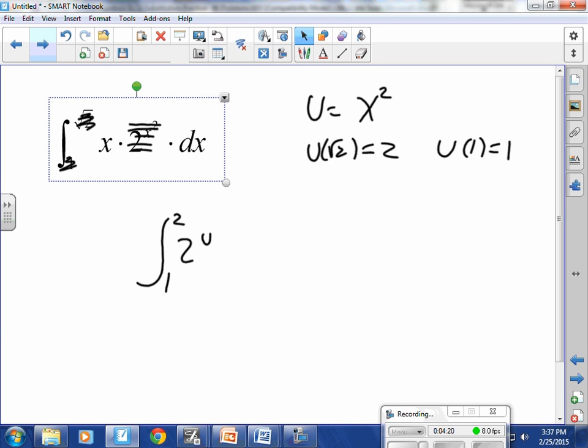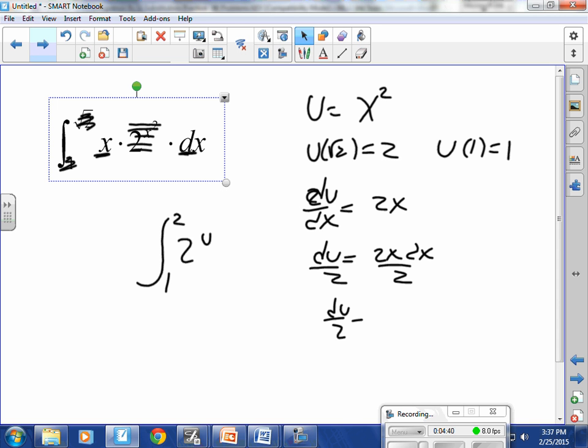But now I need to replace the x dx. Well, du dx is 2x. So du is the same as 2x dx. I'm trying to replace 1x dx, so we divide both sides of this by 2, and we're left with du over 2 is equal to x dx. So we'll put the 1/2 here and the du here.